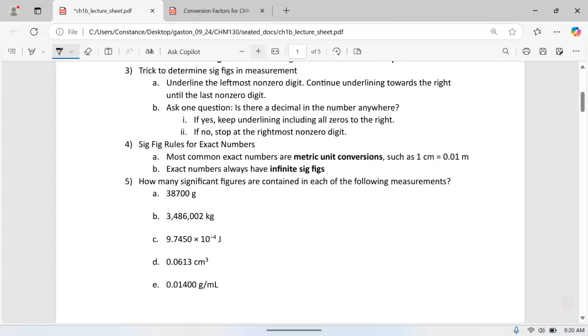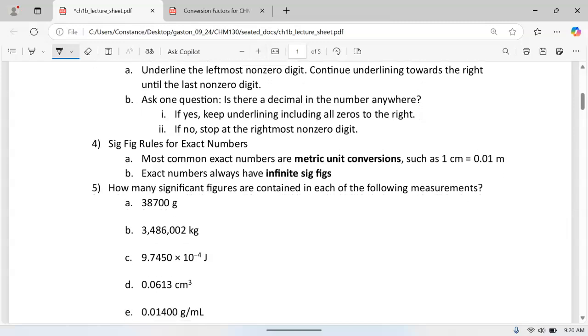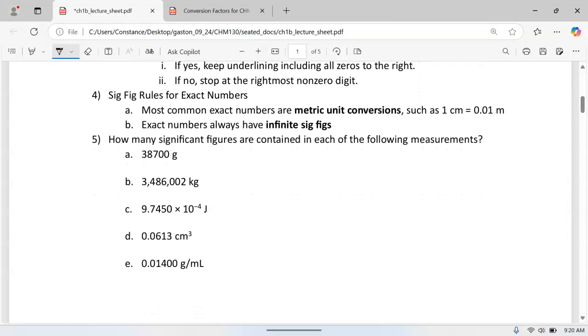Okay, so our first example, looking down at number 5A: how many significant figures are contained in 38,700 grams? I'm going to take my pencil and underline starting at the leftmost non-zero digit. And then I'm going to keep underlining until I get to my last non-zero digit. So all three of those are definitely significant.